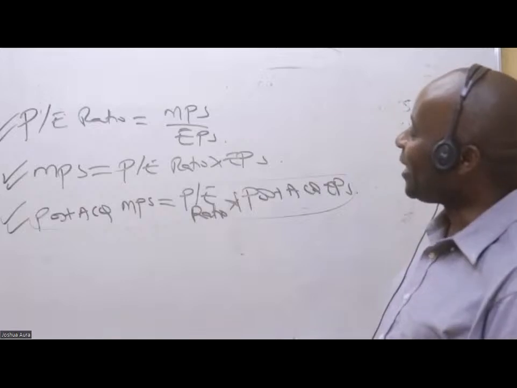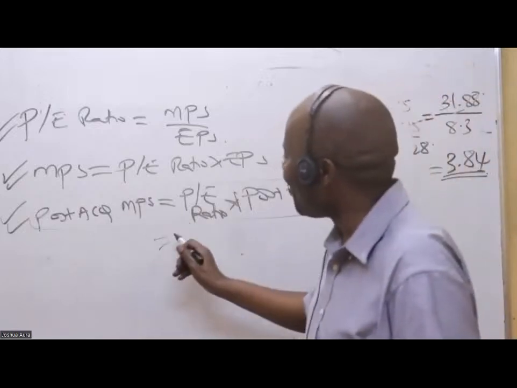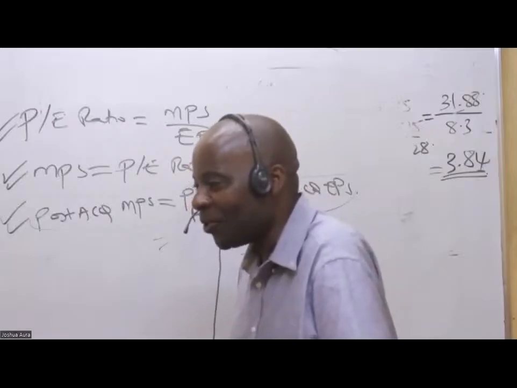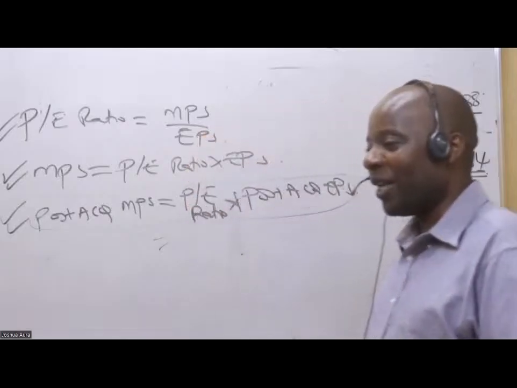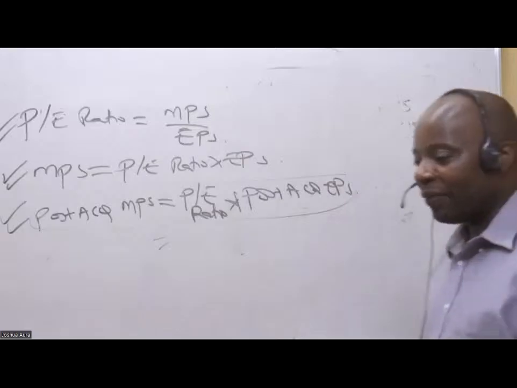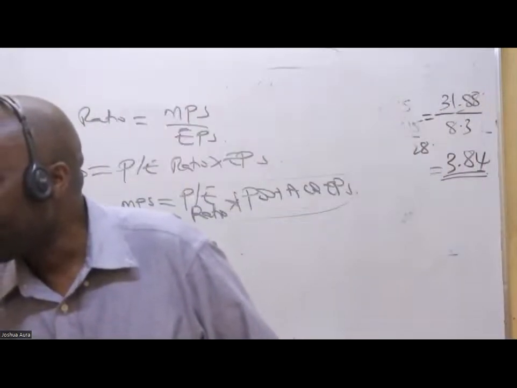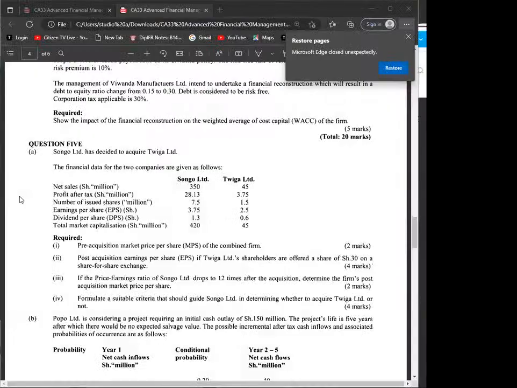Right? PE ratio times EPS. So in this case, post-acquisition MPS equals, do we have the PE ratio? Yes, they have given us the PE ratio. The PE ratio is given here as 12 times.